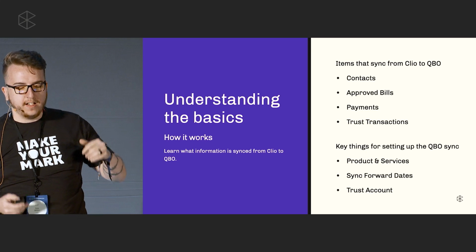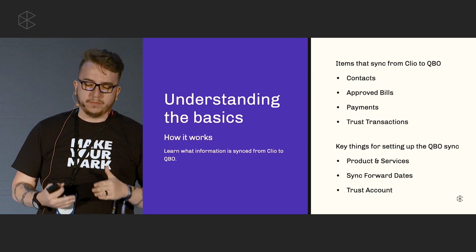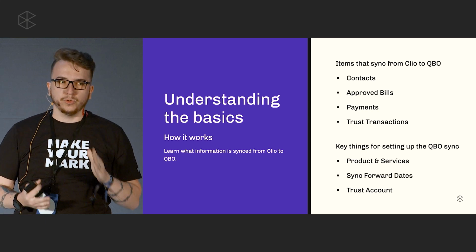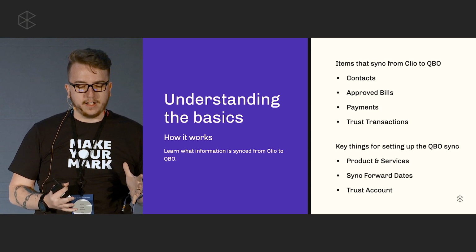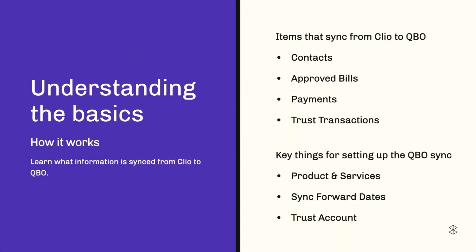So, understanding the basics of how it works. When it comes to items that sync over from Clio to QuickBooks Online, we're looking at things like contacts, approved bills, trust transactions, and of course, payments. Key things to set up ahead of time on that sync, though, are products and services in QuickBooks, your sync forward dates, and of course, setting up your trust account. You're going to hear me say sync forward dates about 18 times in the next 20 minutes. It is important.